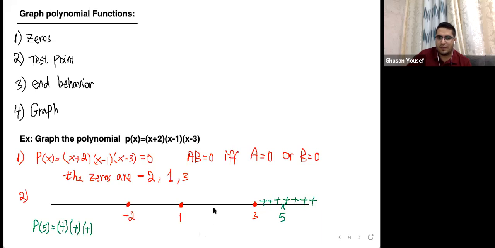Okay. Now pick any number between. Can you explain that one more time? Okay, sure. Pick any number greater than 3. I take the 5. Plug the 5 inside the polynomial. 5 plus 2, I get 7. What is the sign of the 7? Is it positive or negative?